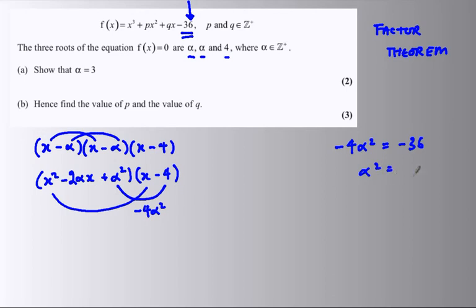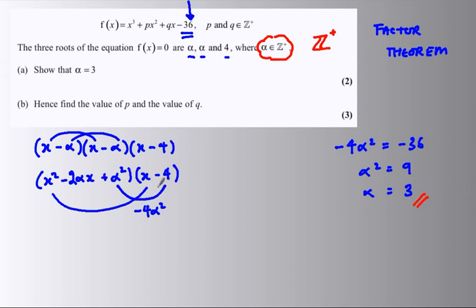Alpha squared must be 9, alpha must be 3, and if you're asking why not minus 3, we're told up here that alpha is an element of Z plus, positive integers. We can't have minus 3, positive 3 it is. So alpha is 3.